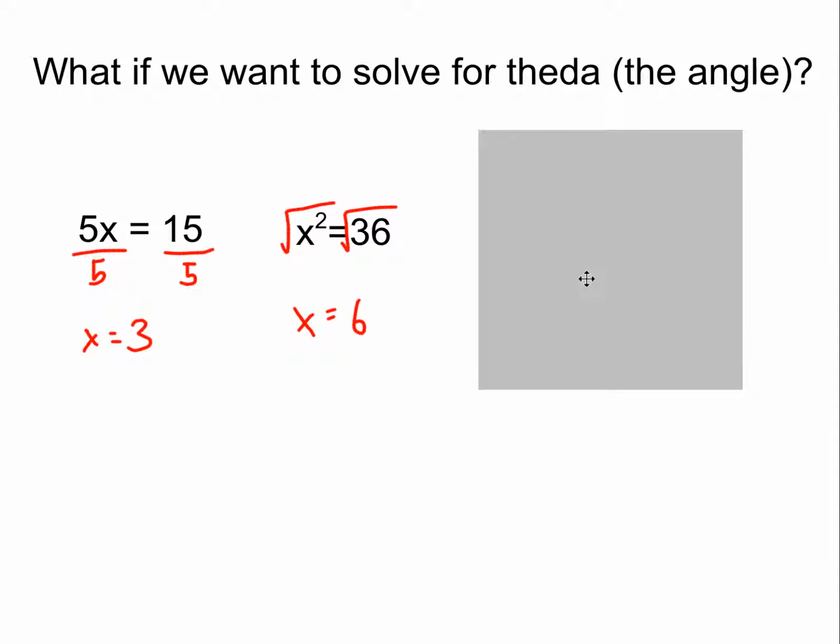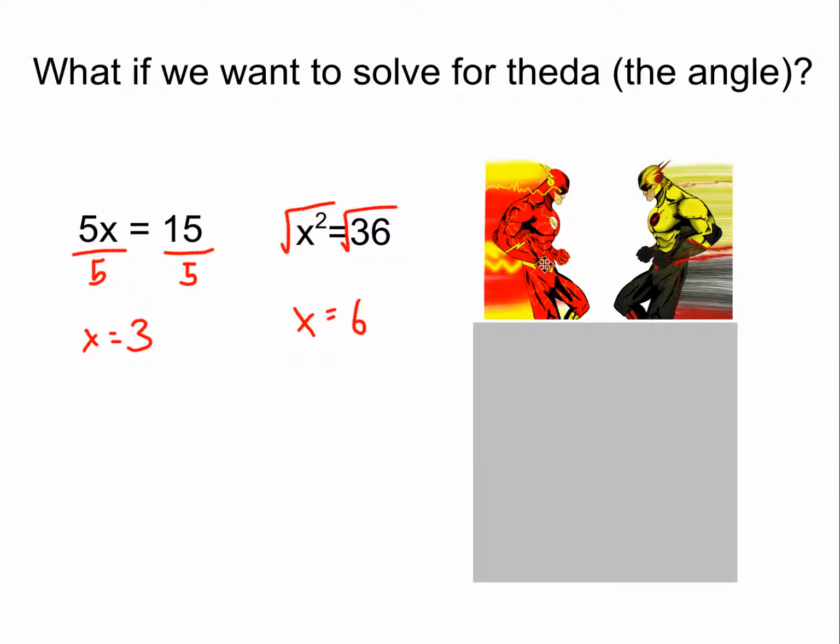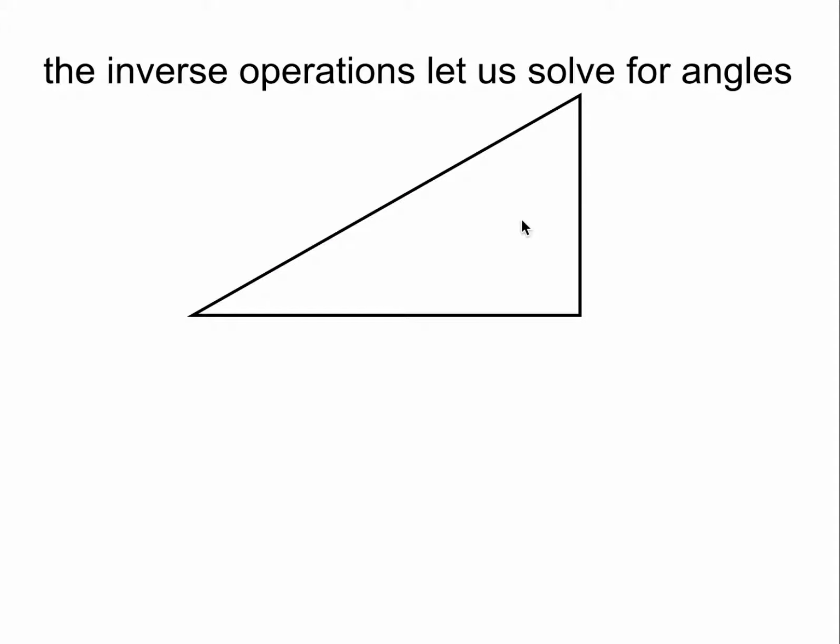So if there is a flash, there is a reverse flash. They're the same but opposites. So that's what we're going to think about for isolating theta. We need the inverse operation of whatever trigonometric rule we're using.